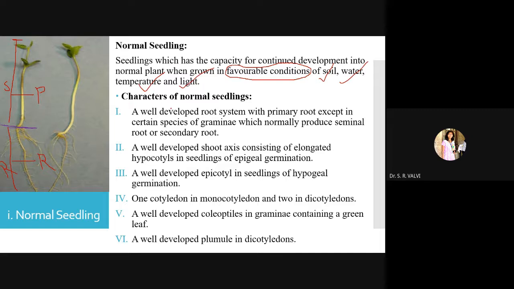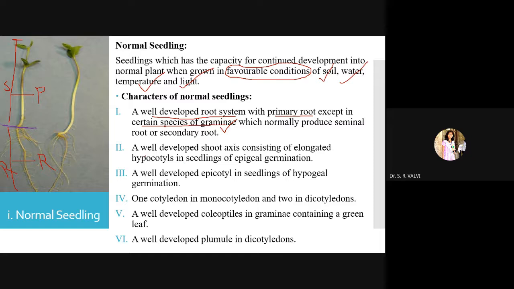So what are the characters of a normal seedling? Now here see, a well developed root system with primary root, except in certain species of Gramineae. Here you can see, the primary root develops in dicot roots, whereas in a monocot this root would not be there. Okay, because in Gramineae, all the grasses are there, right? In grasses an adventitious type of root is there, so there would not be a primary root in the case of Gramineae, all the grass plants, right?